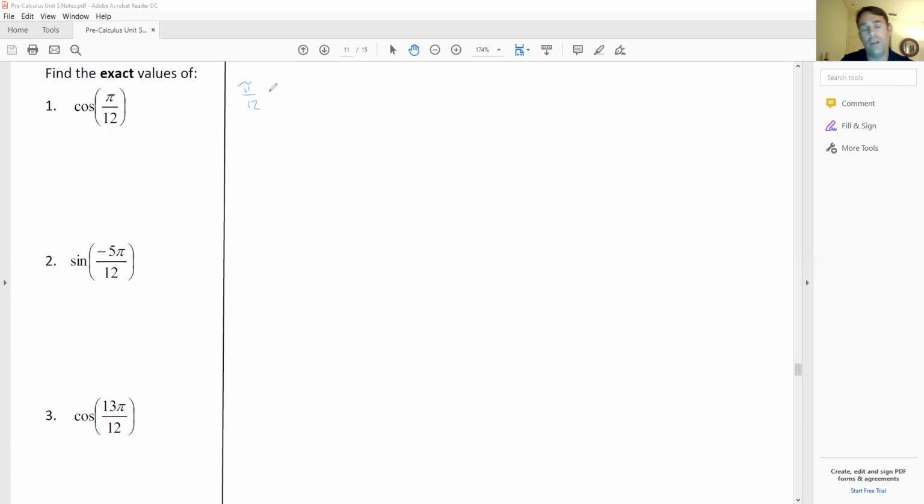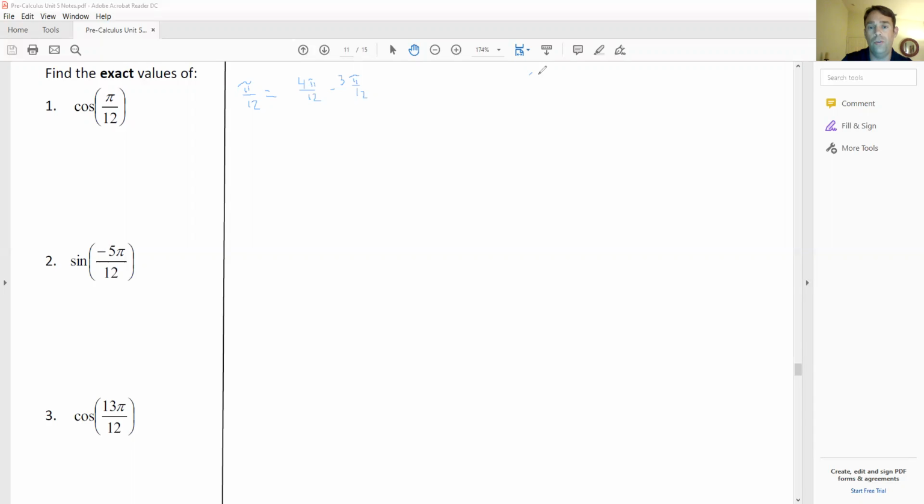So when I'm thinking about it here, I'm thinking 4 minus 3 would work. I could have used 3 minus 2. So I'm going to use 4 pi over 12 minus 3 pi over 12. Just realize I didn't have to use these values.